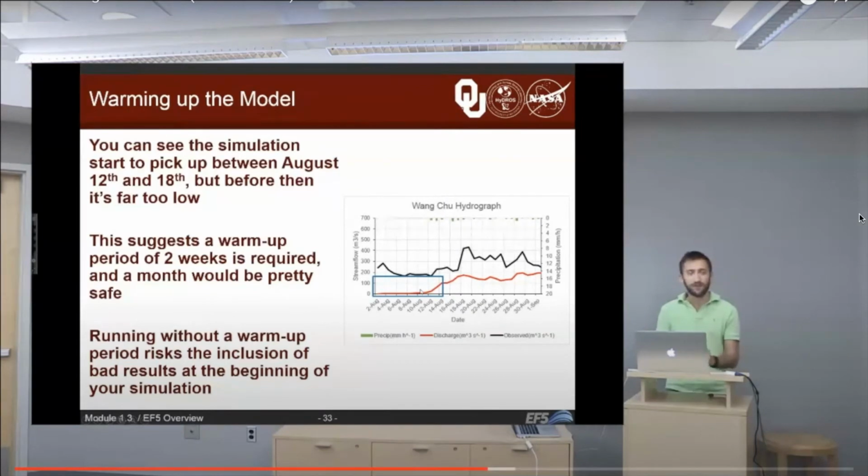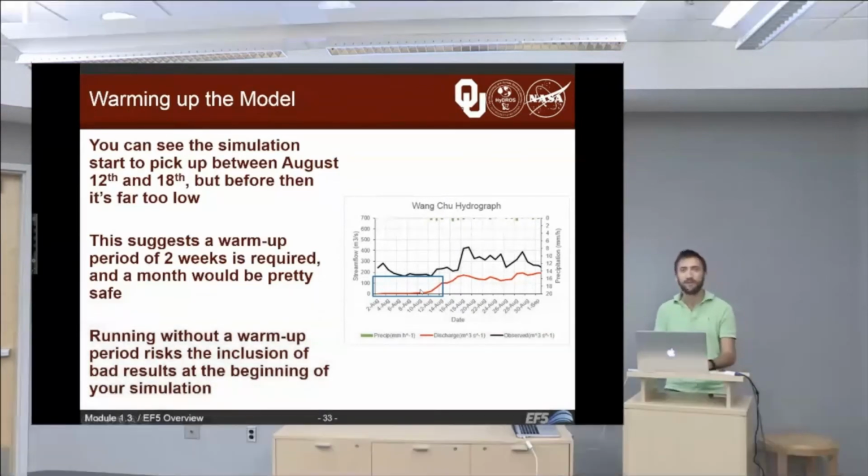This is something that you just have to experiment with as you calibrate the model and change the parameters and change other settings. You just need to make hydrographs and look at them until you see what looks good and what looks appropriate.